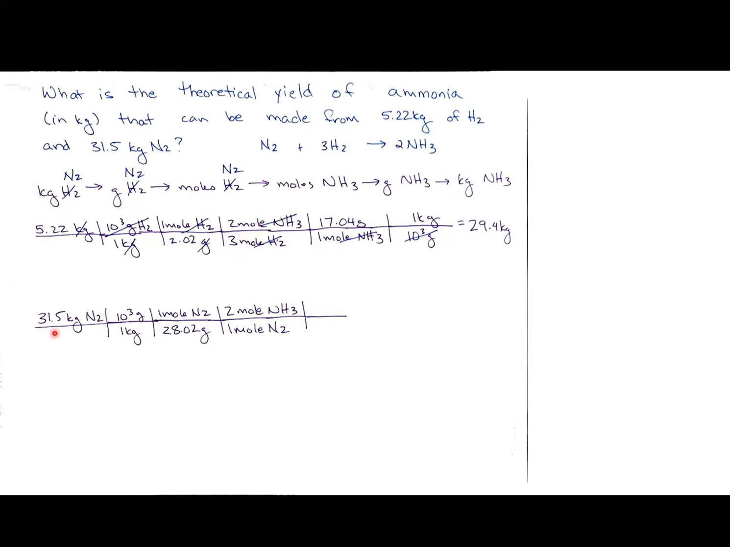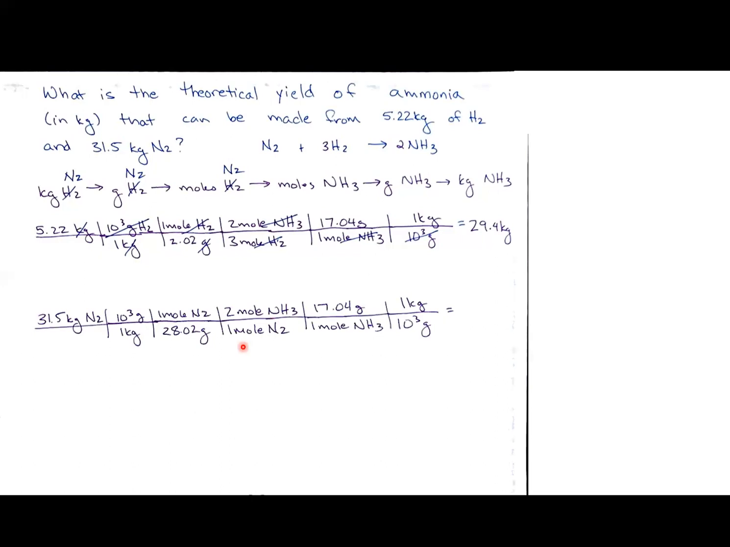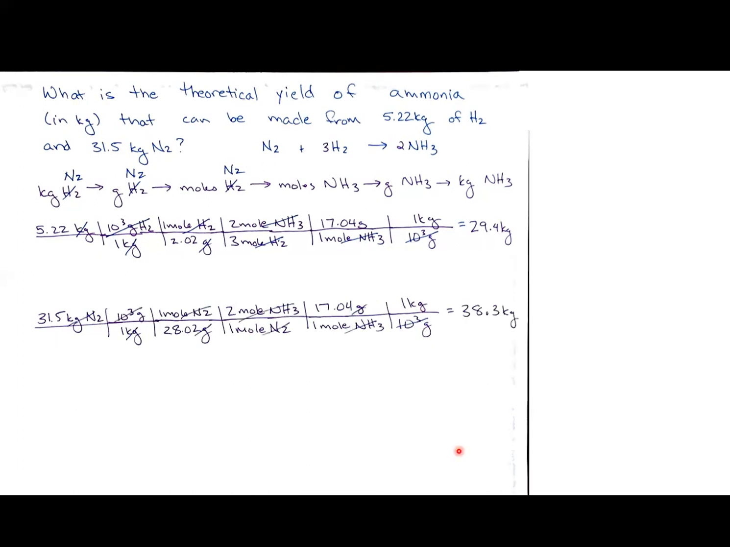31.5 kilograms of nitrogen. A kilogram weighs 10 to the 3 grams. A mole of nitrogen weighs 28.02, and 1 mole of it reacts to form 2 moles of NH3. Okay. Good. And then I can figure out from the end here, a mole of NH3 weighs 17.04, and 10 to the 3 grams is the same as a kilogram. So you might notice that all of this part up here is the same as it is down here. All of this stuff up here is a little different from what was up here. If I go through and calculate this, I get 38.3 kilograms.